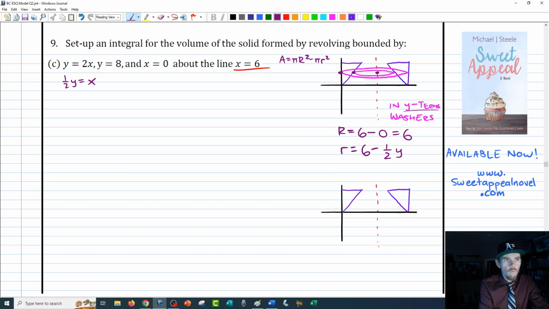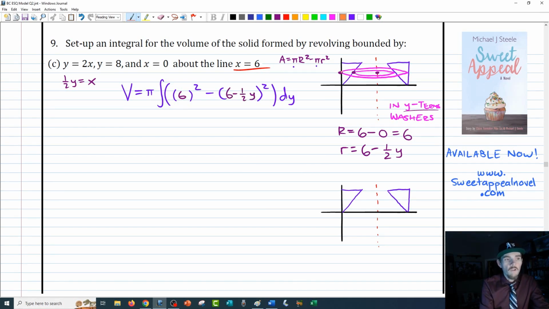Now, given all that, remember we're only setting up the integral. We don't actually have to do the work. So as our volume, I'm going to GCF out that pi from both of these expressions. Some like to leave it inside. I prefer to pull it out myself. We'll deal with the limits of integration in a moment. For the inside, we're going to have big R squared minus little r squared, and then all of this will be in terms of y. As far as those big and little r's, we're going to have 6 for the big R and 6 minus 1/2 y for the little r.